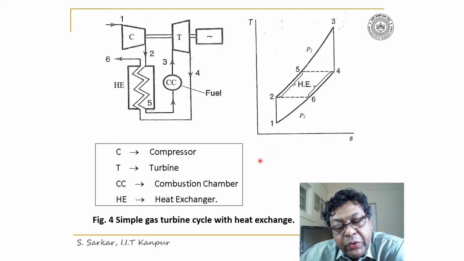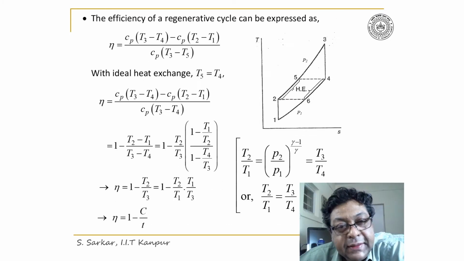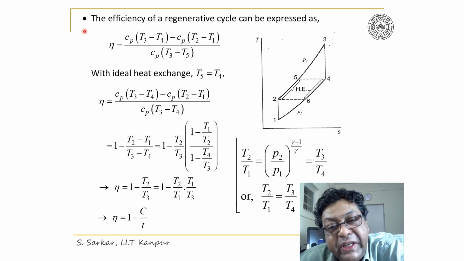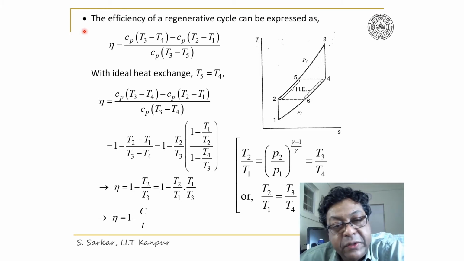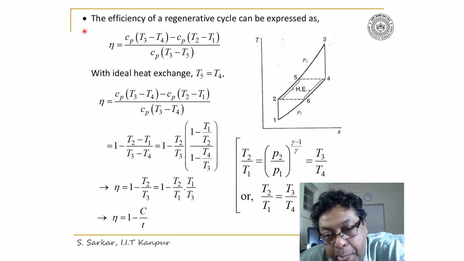Here, we have considered the heat exchanger as perfect. That means I am considering T5 is equal to T4, and the temperature at state point 2, T2, is equal to T6. The efficiency of a regenerative cycle can now be expressed as eta is equal to turbine work minus compressor work divided by heat added to the cycle.